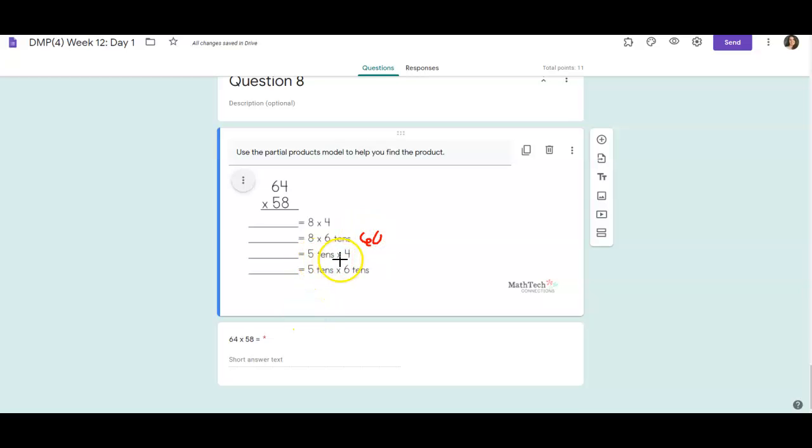Okay, 5 tens times 4, so you're thinking of 50 times 4. Just think 5 times 4 and add that 0. And then 5 tens times 6 tens. And multiply those across. Once you've gotten those, go ahead and add them up. So pause and solve. So here's how your work should look. If you add all of these up, that'll give you the answer to 64 times 58.